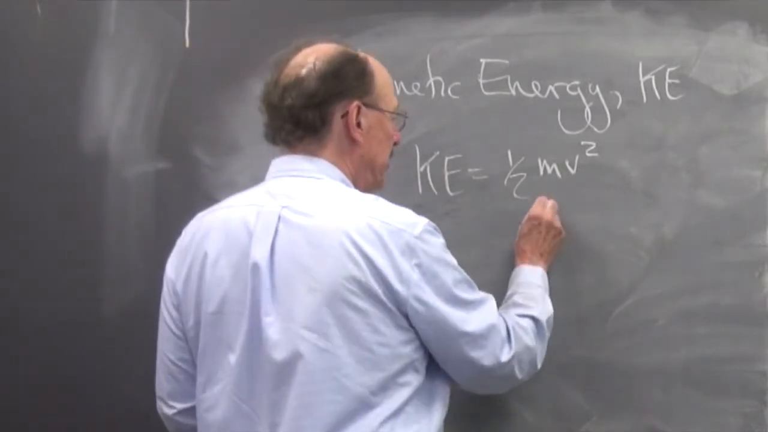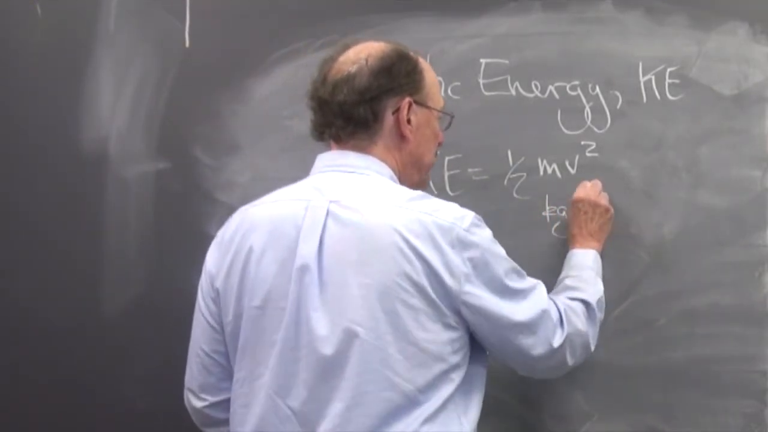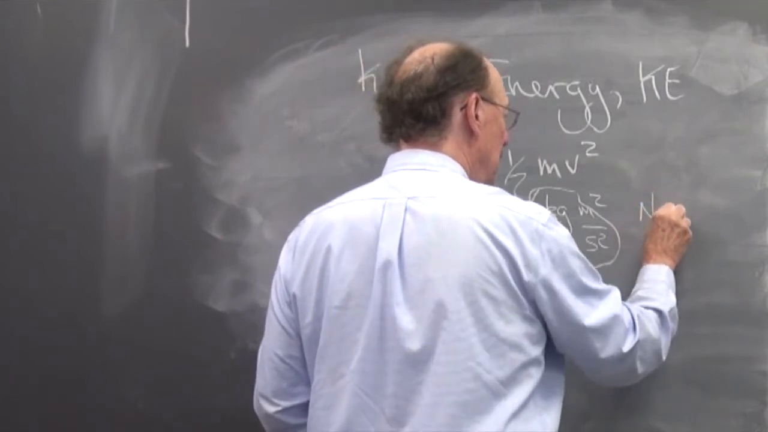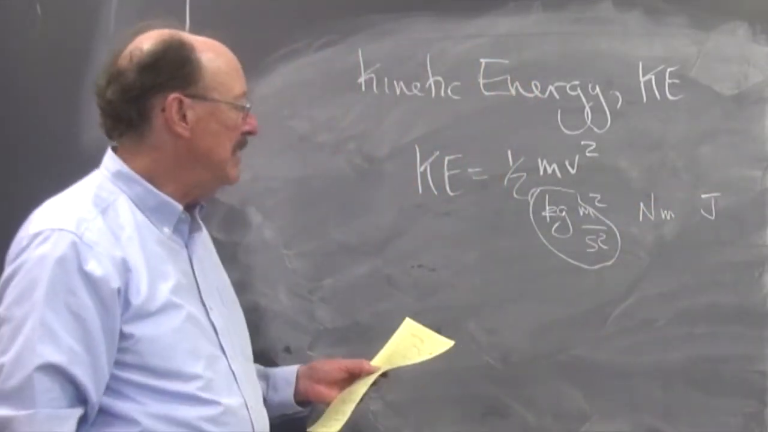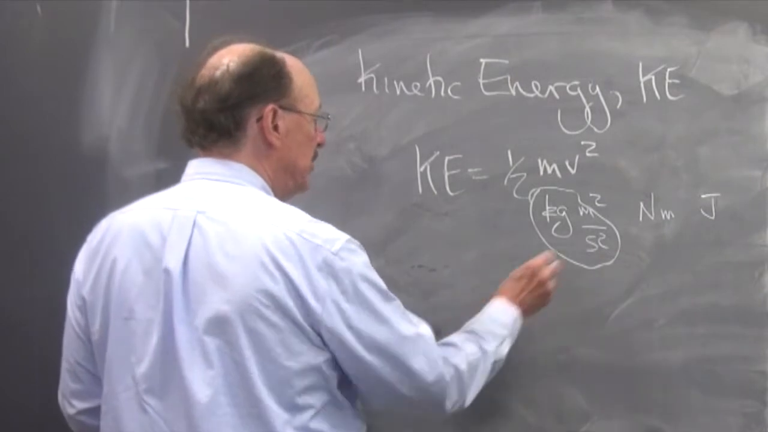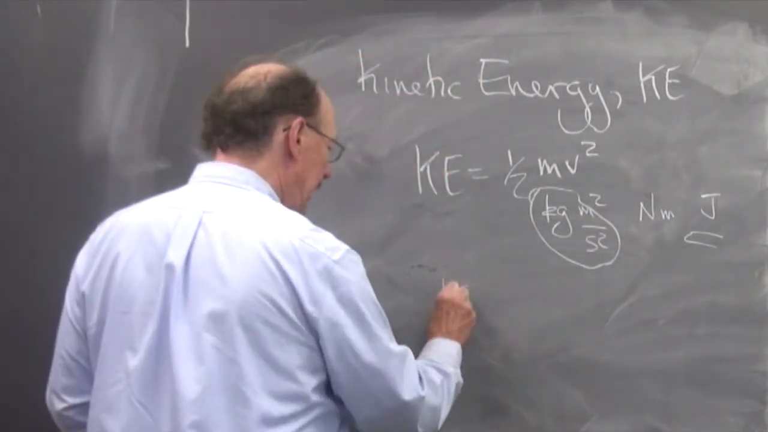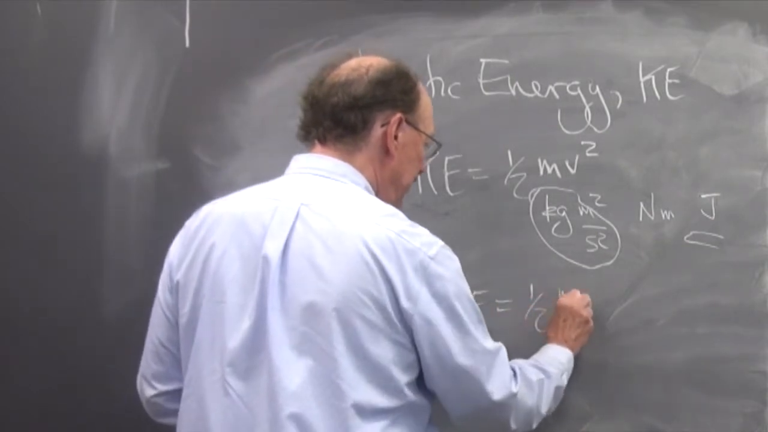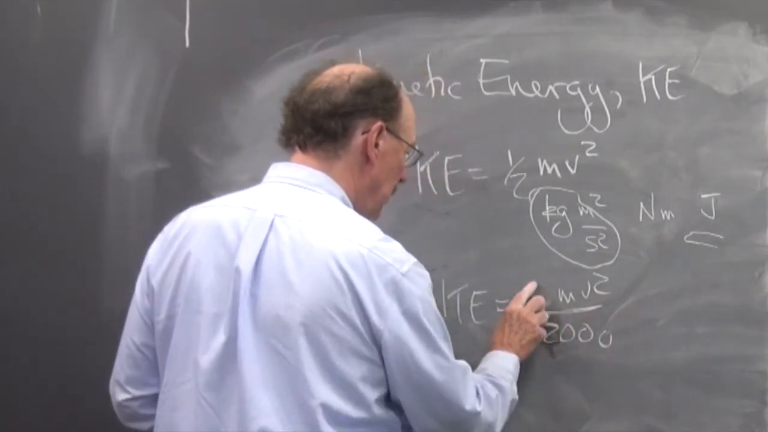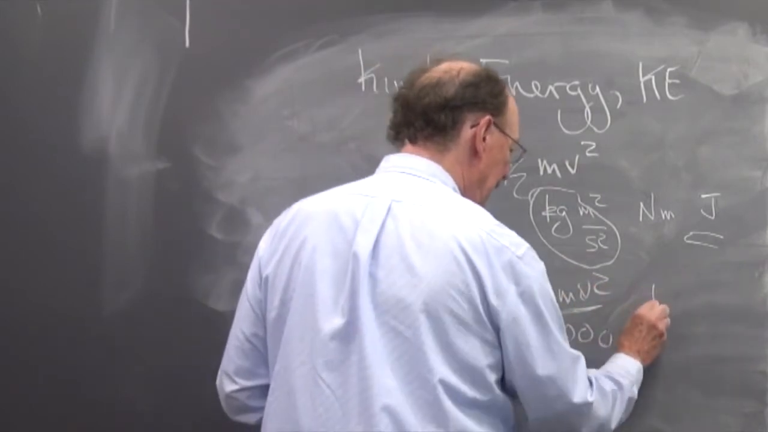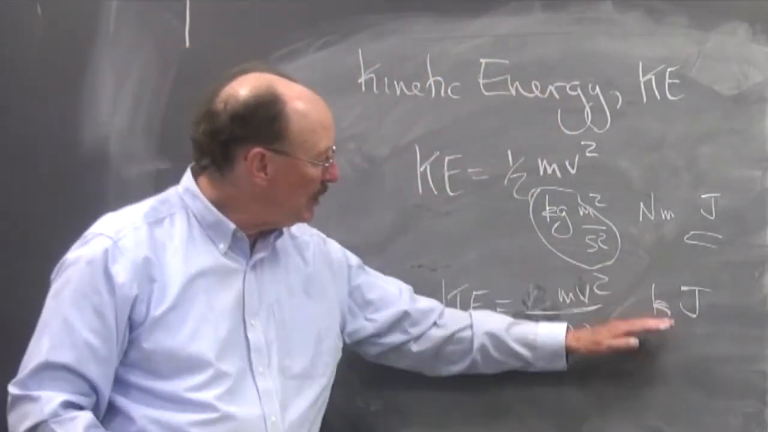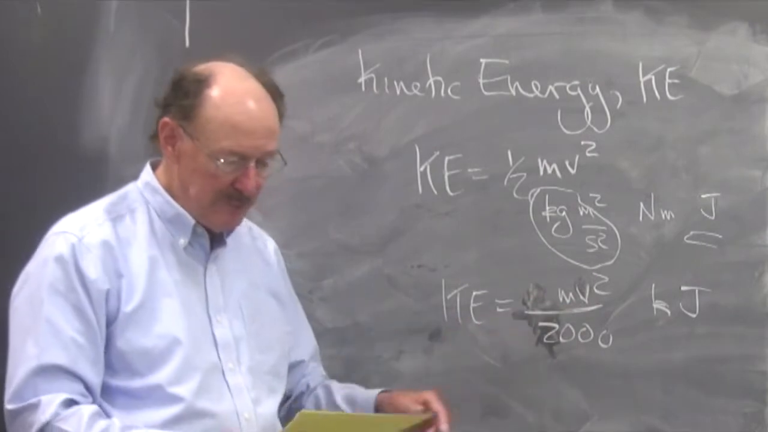If I look at the units here, they are kilograms, meters squared over seconds squared. So I have a kilogram meter, which gives a Newton meter, or joule. So the units on this are joules. If I want kilojoules, I do KE equals 1/2 mv squared over 2,000, and I have kilojoules. Very often we're dealing with kilojoules, so it's mv squared over 2,000.